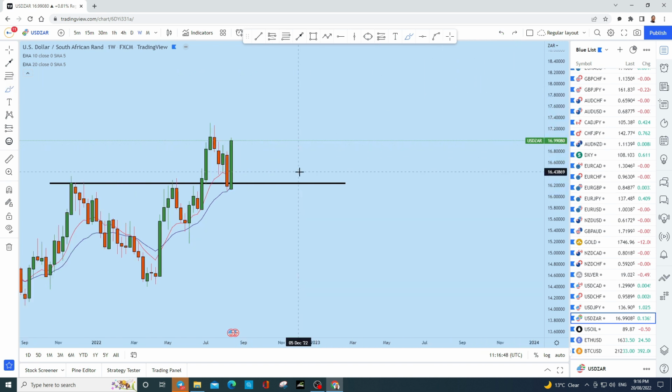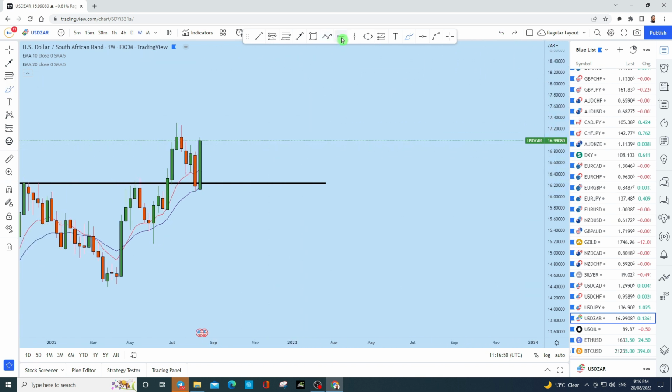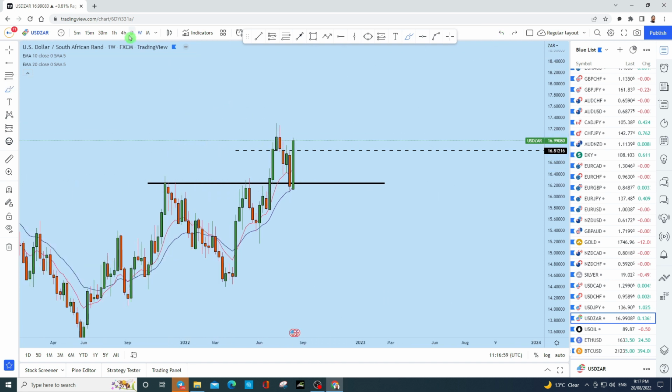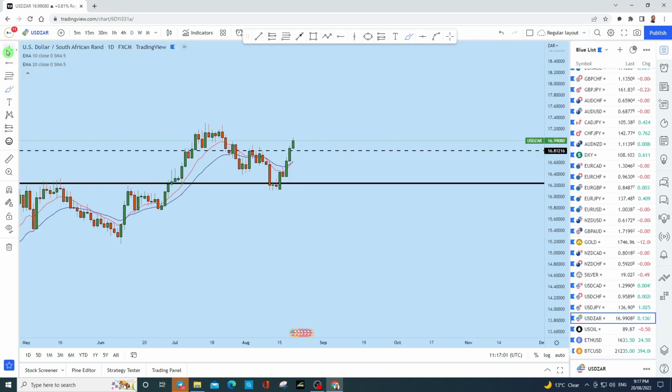Now with that bullish engulfer, what I think is that the price this week might create a doji. It might go up first a little bit, then come down, and then might go up. So it might create a doji on the weekly perspective.